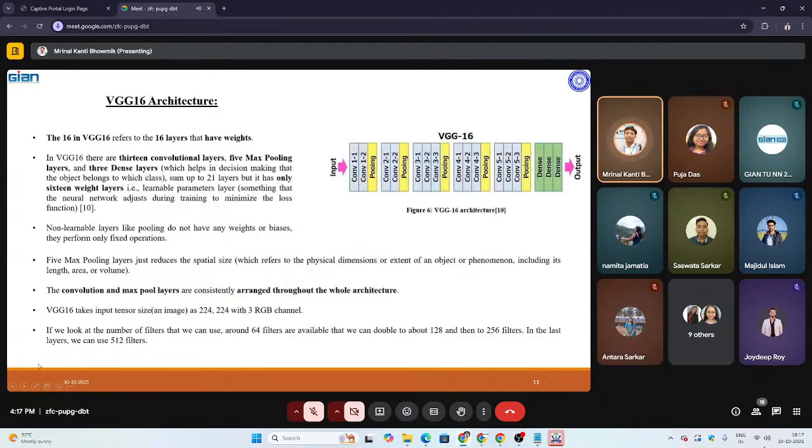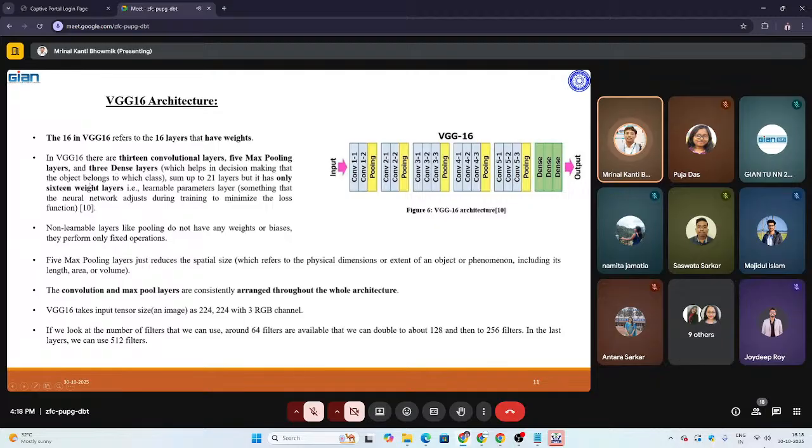VGG16 architecture: what does the 16 in VGG16 refer to? It refers to 16 layers that have weights. Just count the number of layers here; we won't be counting the pooling layers, because I have also explained that part. In VGG16, there are 13 convolution layers, as you can see, you can count them and they sum up to 13, plus 5 max pooling layers and 3 dense layers. The dense layers are also known as fully connected layers, which help in decision making. What is the work of the dense layer?